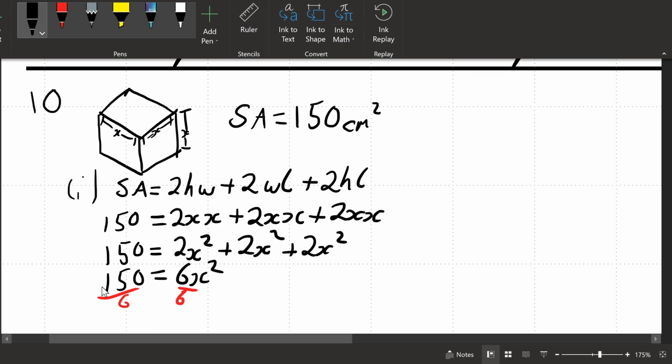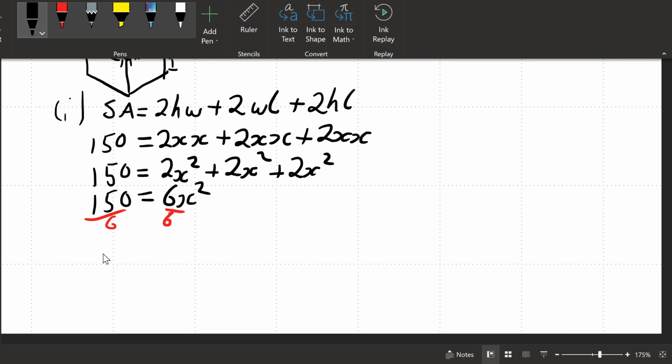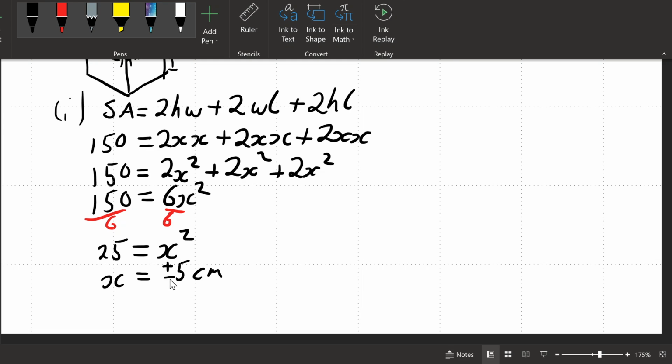And we end up getting 25 equals x squared. If x squared equals 25, then x equals plus 5 or minus 5 centimeters. Obviously, it can't be negative 5 centimeters. That would make no sense for a box. So we're just going to say 5 centimeters. So we've got a cube with a width, height, and length of 5 centimeters.